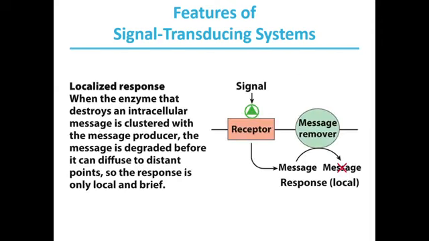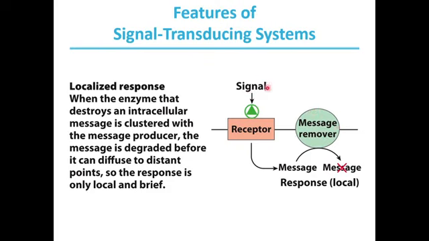A final noteworthy feature of signal transducing systems is response localization within a cell, or a localized response. When the components of a signaling system are confined to a specific subcellular structure, such as a raft in the plasma membrane, a cell can regulate a process locally without affecting distant regions of the cell. And how does it do it? It introduces a message remover.